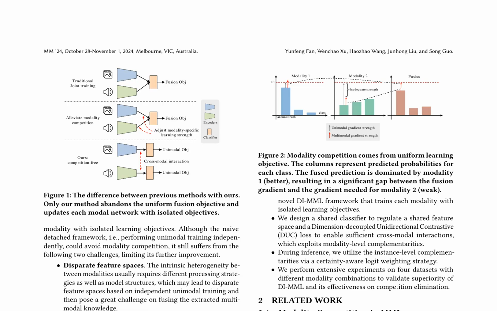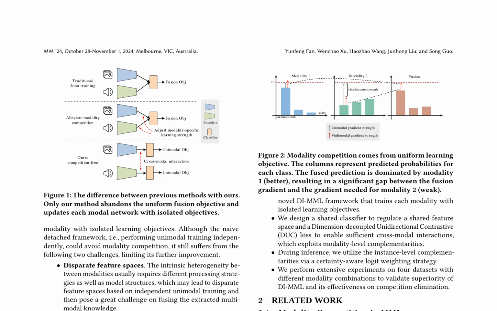The authors propose a novel framework, Detached Imbalanced Multimodal Learning, DI-MML, to address the modality competition issue in multimodal learning. This issue arises when multiple modalities are trained jointly with a uniform learning objective, inhibiting the learning of weaker modalities. The authors identified two main challenges in independent unimodal training: disparate feature spaces and lack of cross-modal interactions.